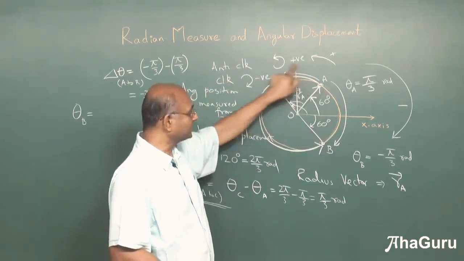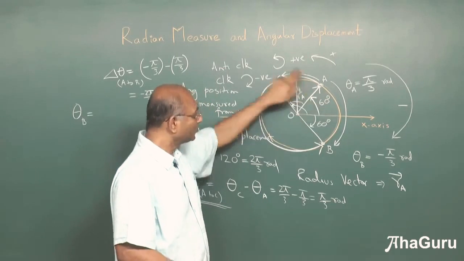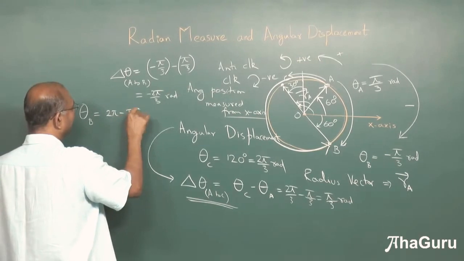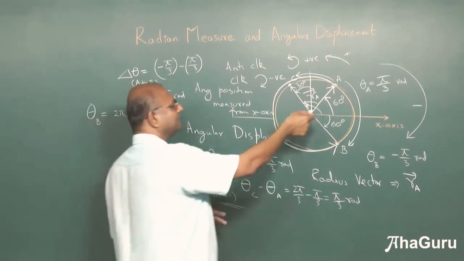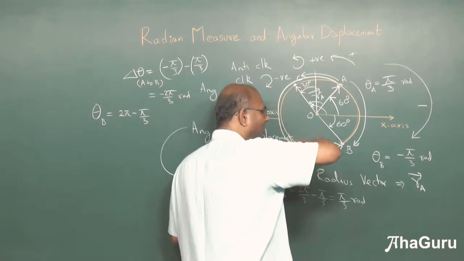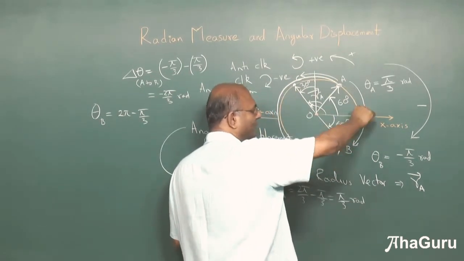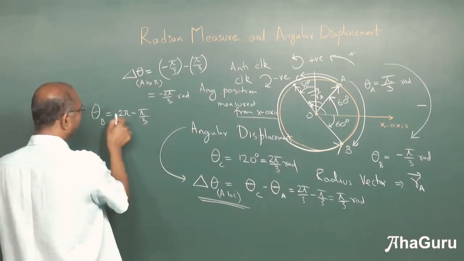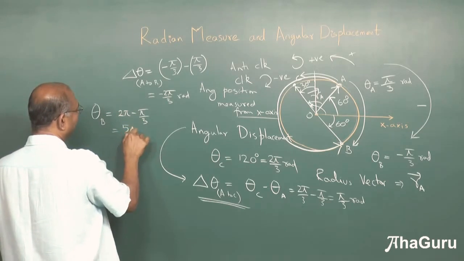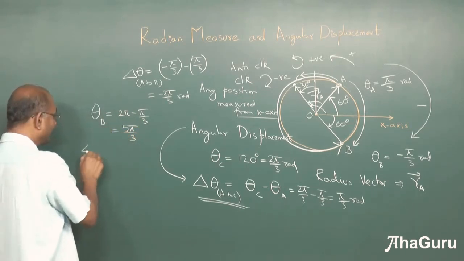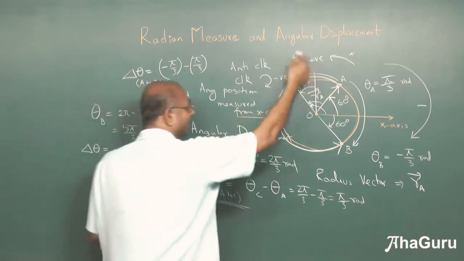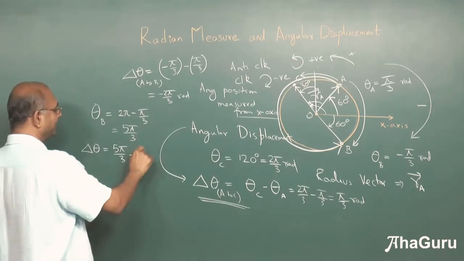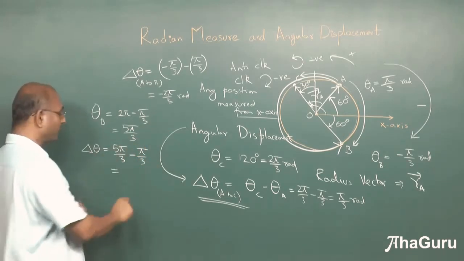You will say the angular position of B should be 2 pi minus pi by 3. Why? Because you're saying, imagine that I start here and come all the way like this, 2 pi minus pi by 3. That would be my position. We will see in a minute why this is important. So this is how much? 5 pi by 3. And so delta theta in that case, that is if you're going like that, would be 5 pi by 3 minus pi by 3, which is 4 pi by 3.